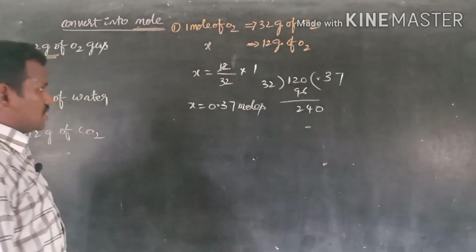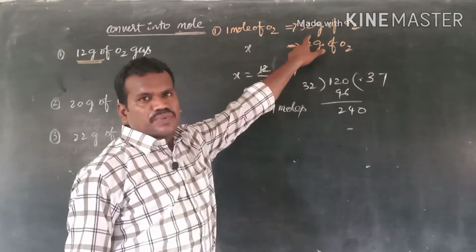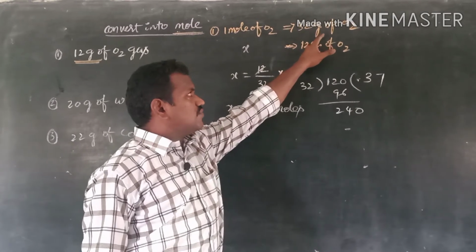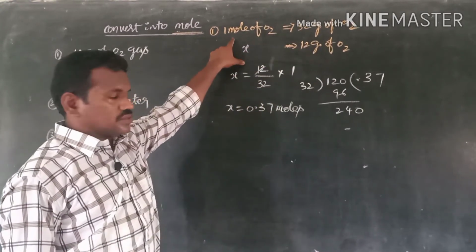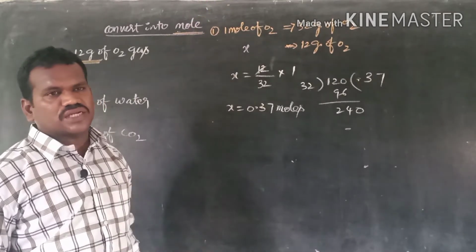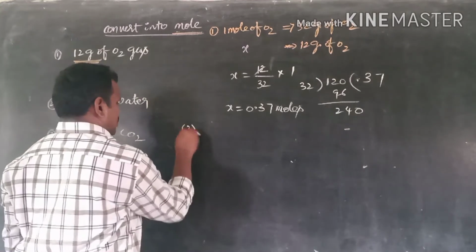This means 32 grams of oxygen. Sir, it is not provided. That is only the definition of the concept of mole. 32 grams of oxygen shows 1 mole. Then it has a number of particles, 6.023 into 10 power 23. Now go to the second example.